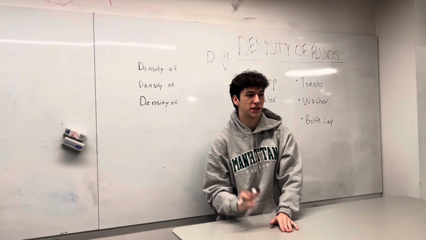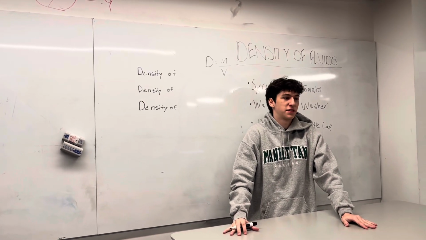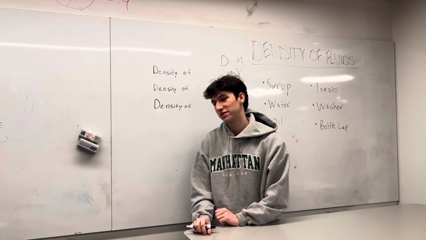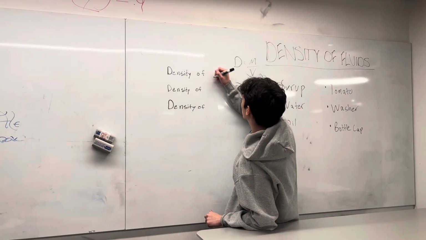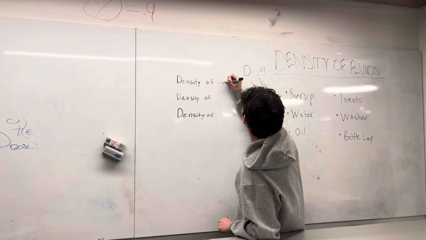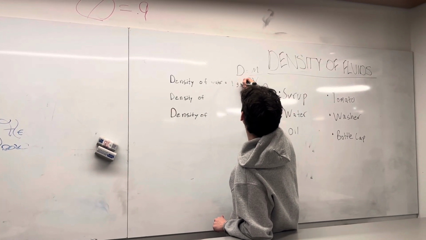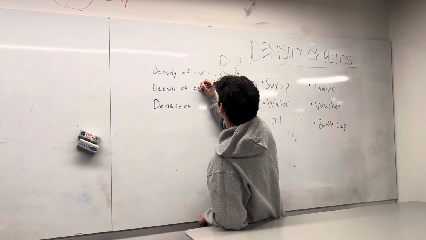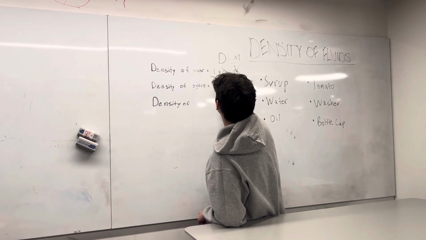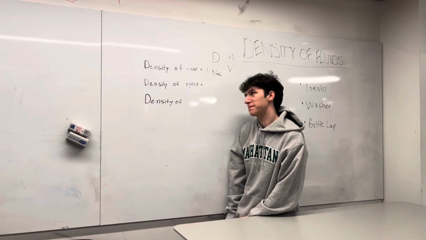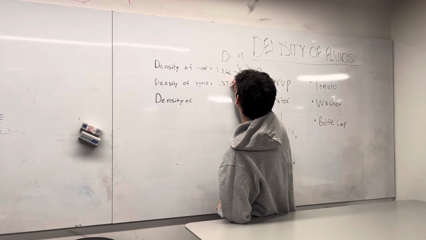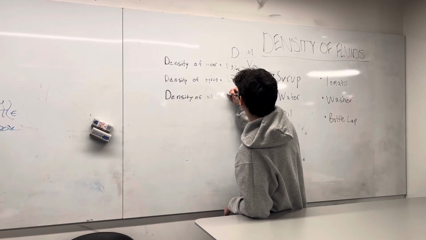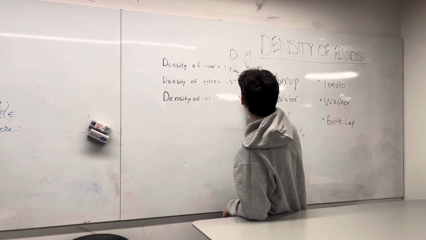All right, hey guys, we're doing density of fluids, and the definition of density is the measure of how much mass is contained in a given volume of substance. So, density of water is equal to about 1 gram per milliliter. Okay. The density of syrup is about 1.37 grams per milliliter, and the density of oil is about 0.92 grams per milliliter.